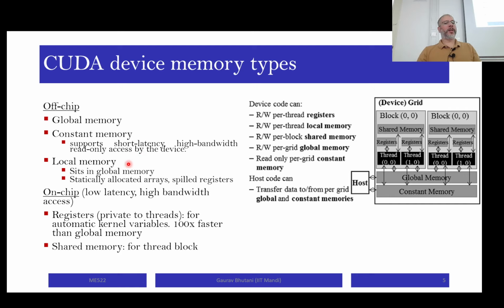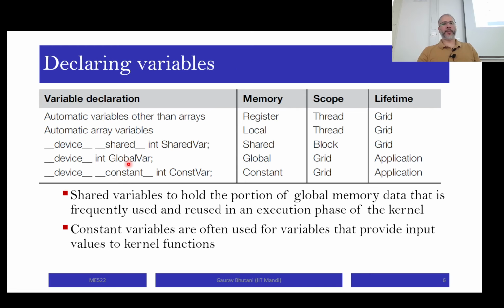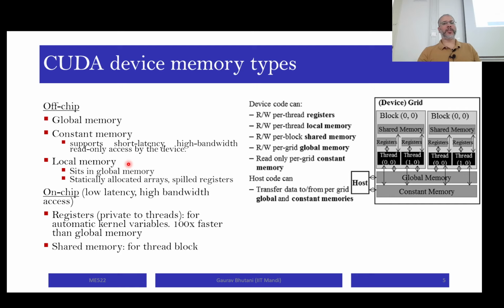Then we talk about something called local memory. The local memory is another kind of memory which actually sits on the global memory. So, some part of global memory, physically speaking, is allocated to something called local memory. But the difference is that local memory is allocated to threads. So, in the next slide we will talk about the scope of these memories, but local memory is some part of global memory which is allocated to each and every thread.